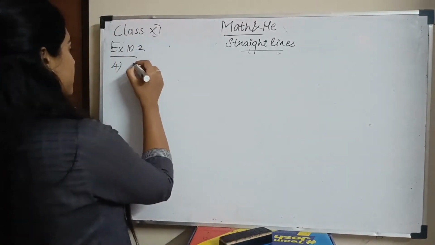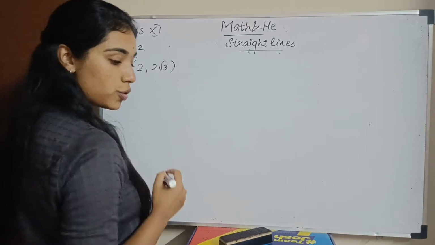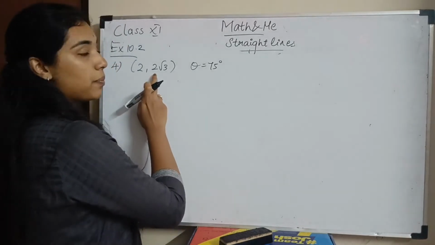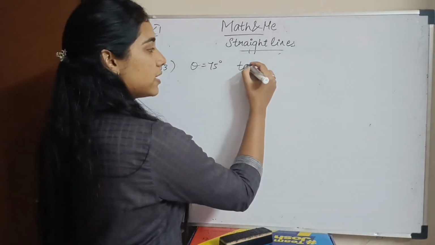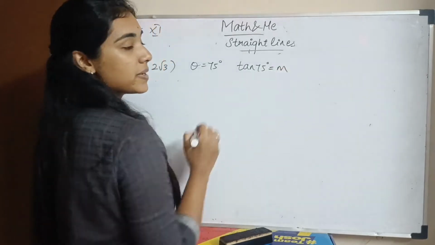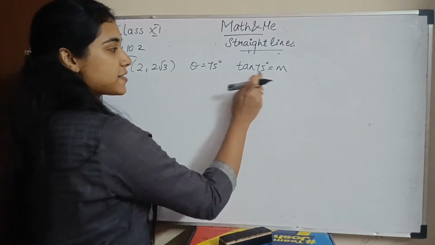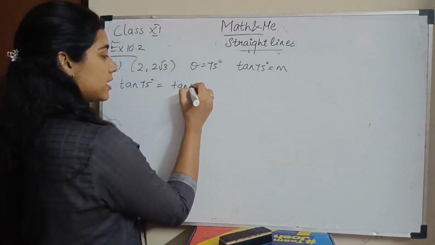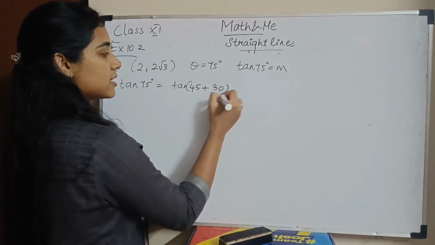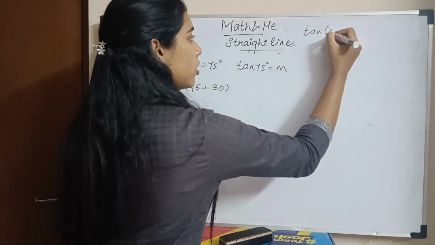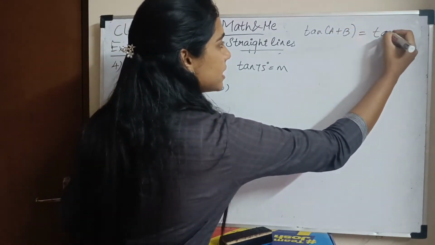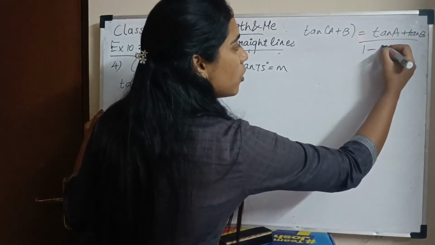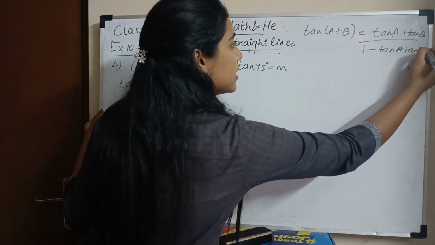Find the equation passing through the point (2, 2 root 3) and the angle is 75 degrees. So we have a point and the angle. So with the angle we can find what the slope is. So we are given the point-slope form. So let us find what the slope is first. So tan 75 can be written as tan(45 plus 30). So what do you know? tan(a plus b) equals (tan a plus tan b) divided by (1 minus tan a tan b).